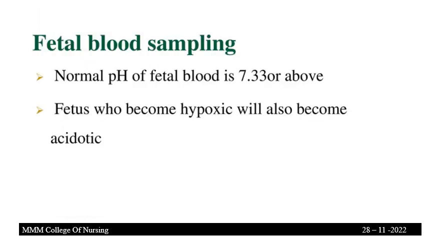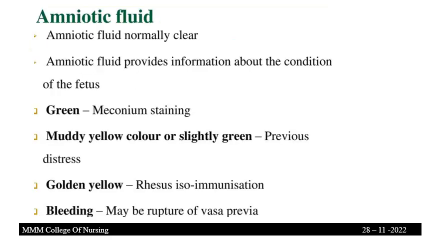Next is the fetal blood sampling. The normal pH is 7.33 or above. The fetus who becomes hypoxic will also become acidotic. Okay, it means the pH will reduce. Okay. And amniotic fluid is normally clear.